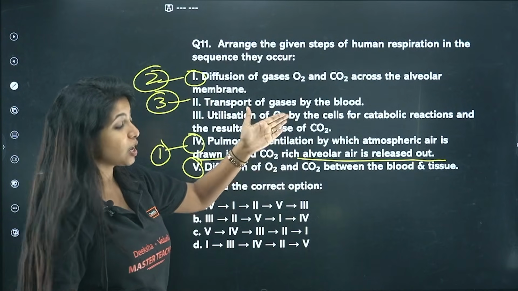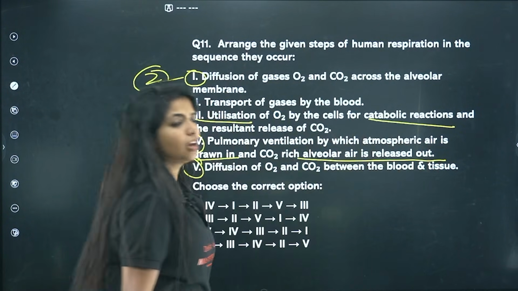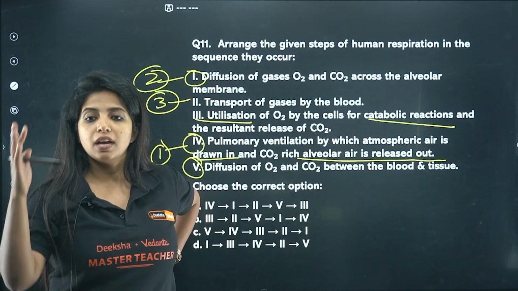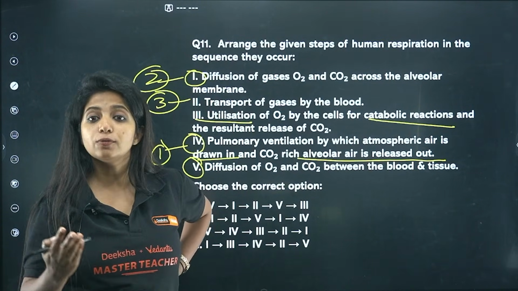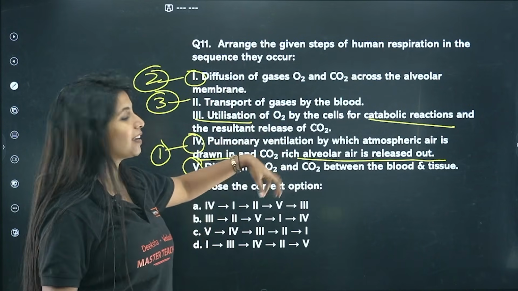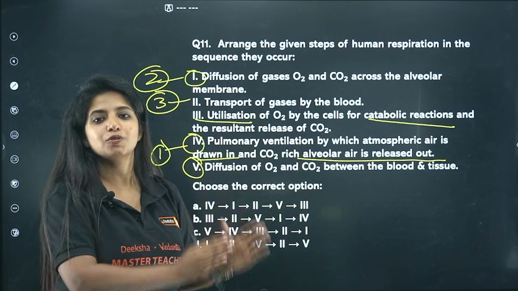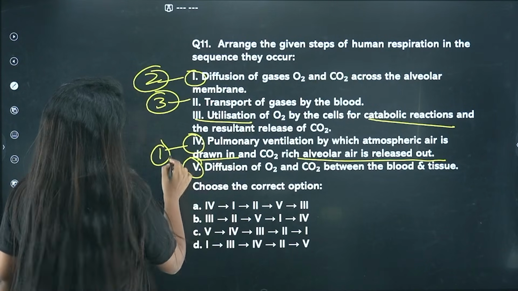Now this oxygen which has been taken up will be utilized by the cell for catabolic reaction, for any metabolic reactions out there, for breaking down things, that is basically the process of respiration. For breakdown of glucose, you require oxygen. And then when you do this reaction, again CO2 is going to be released and the CO2 has to move out. That is how generally things work. So your answer for this question is going to be what?